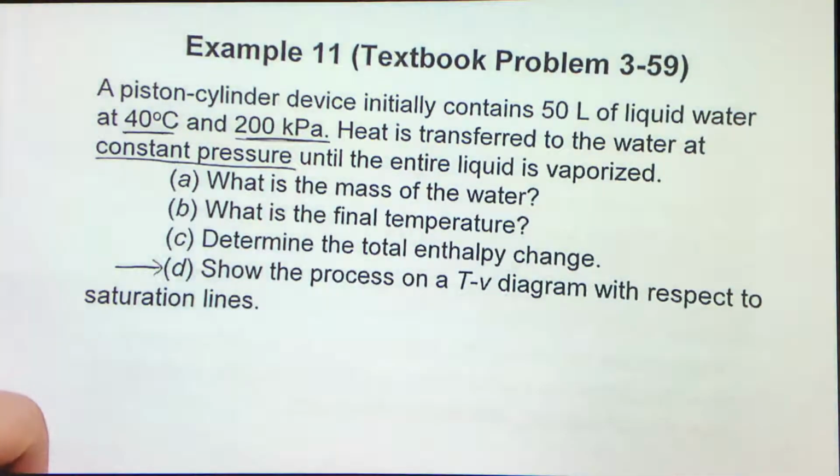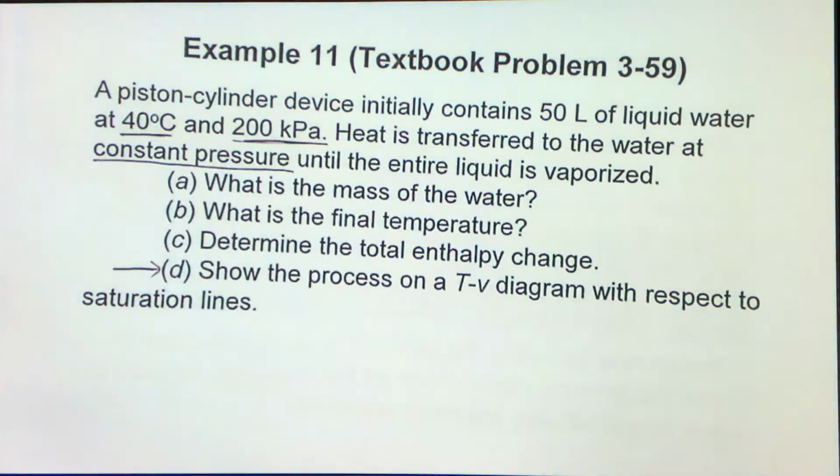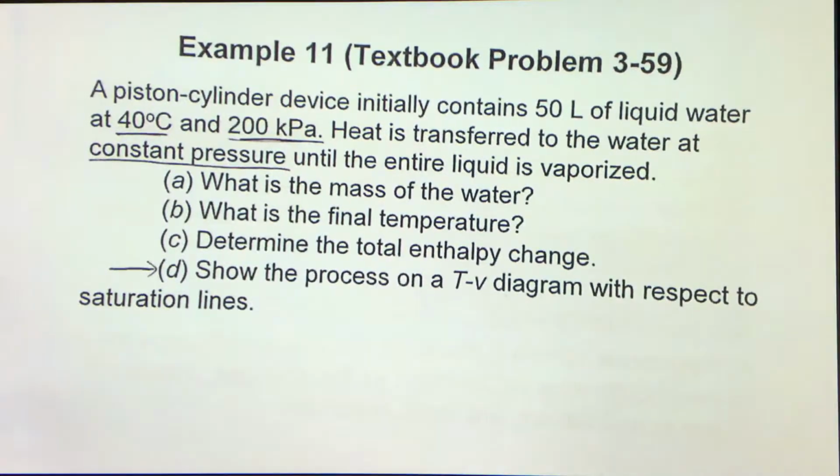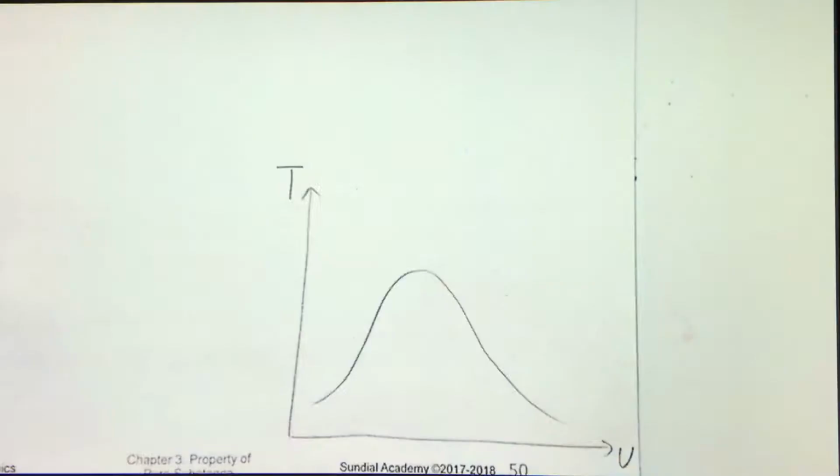Okay, let's see the solution. Let's do part D first, as I've said. First, let us have a rough sketch of the process on a T-v diagram. Let's draw the T-v axes here, so we have T and V. After that, let's draw the saturation dome. A rough sketch is okay.